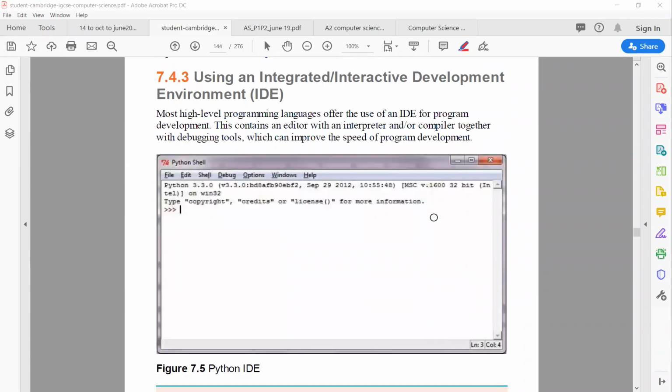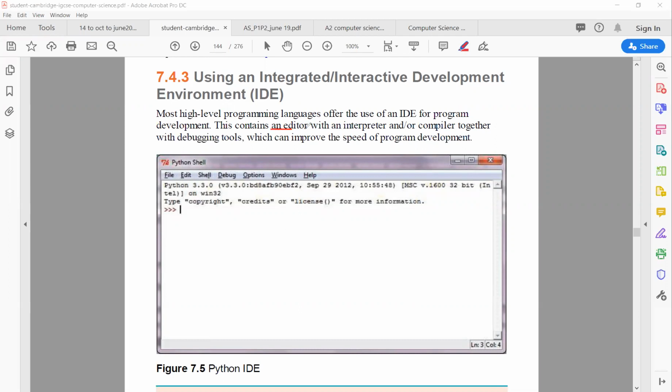And next is the IDE, interactive or integrated development environment. Any high-level language provides you this IDE. So what are the basic features of the IDE? That is important, and it can be asked in the exam.